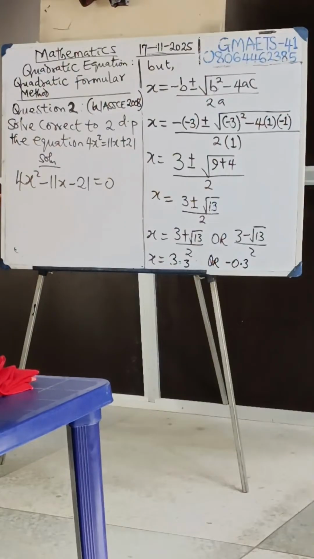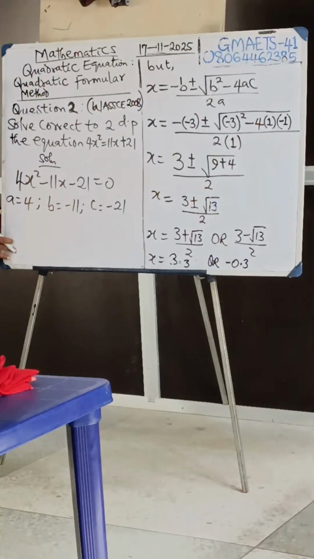Is that not so? Yes. I am throwing the question at you. What is our a from this question? 4. What is our b from this question? Minus 11. What is our c from this question? Minus 21. And then we recall the quadratic formula, the almighty formula. Is that not so? Yes.